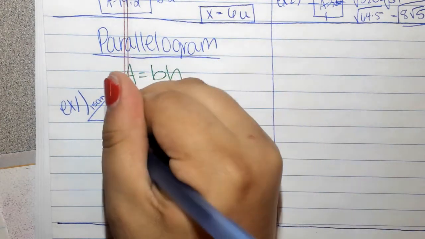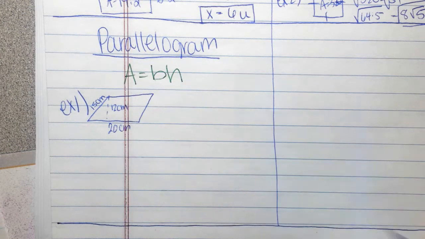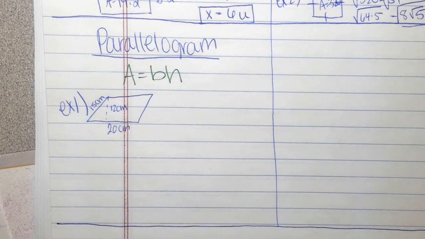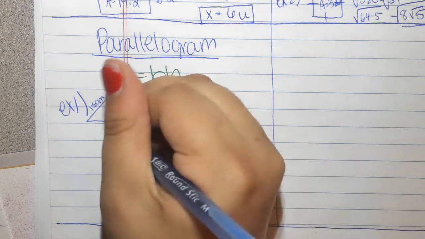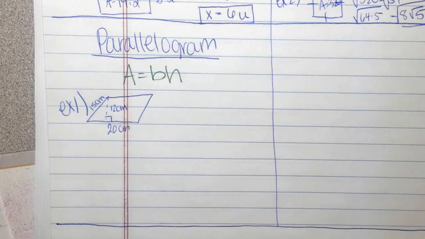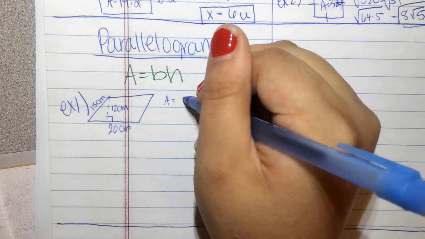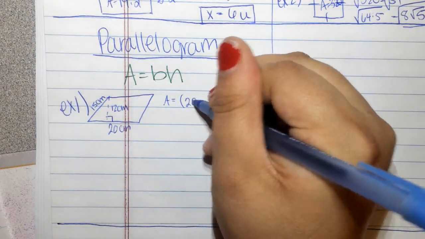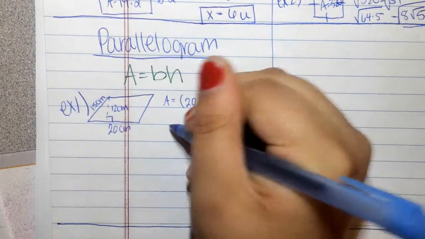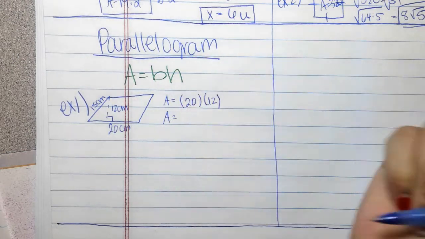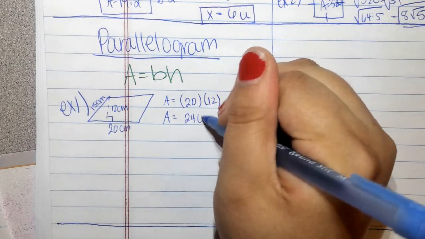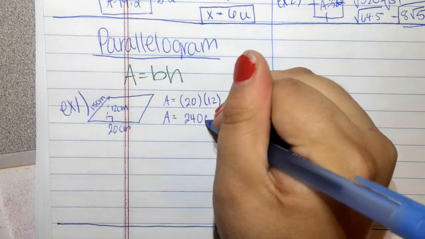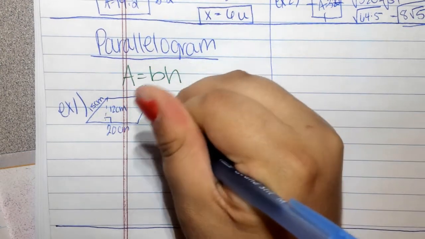So the key thing about a parallelogram is your base and your height have to be at a right angle. Otherwise, because remember, your height is an altitude. An altitude has to be at a right angle. So right here, my base is 20 and my height is 12. So 20 times 12 is 240. And this time I gave you units, so it would be centimeters squared.